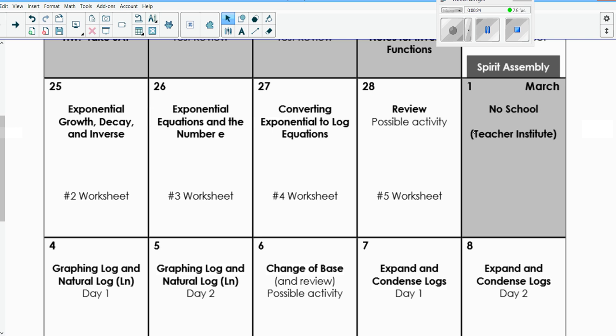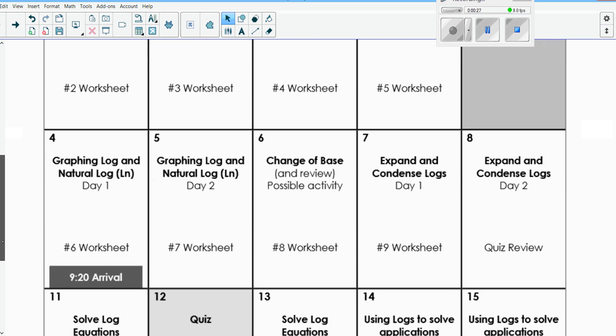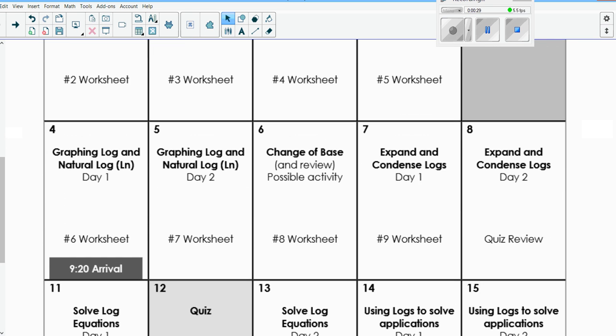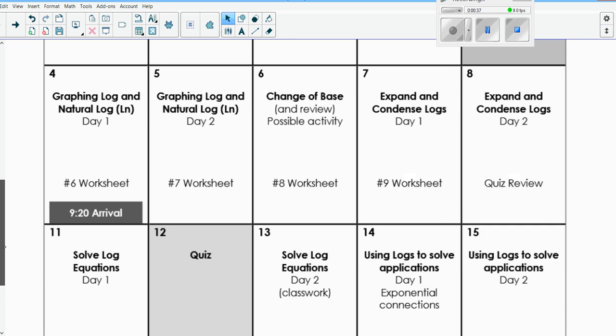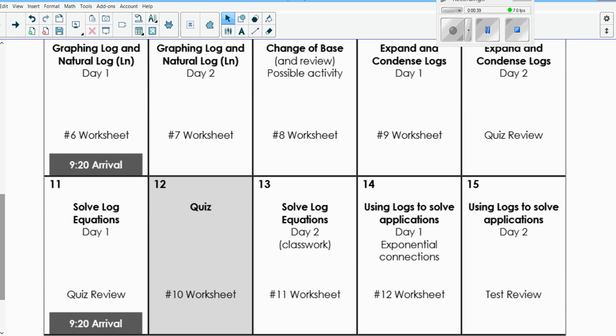We don't have school next Friday. And then the following week, notice that we have a full 5 days worth of lessons. We're graphing on 2 days. We have change of base on Wednesday. We're going to expand for 2 days. And then we're going to come to the following week, and this is when we're going to have a quiz.